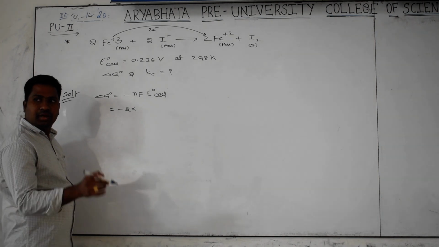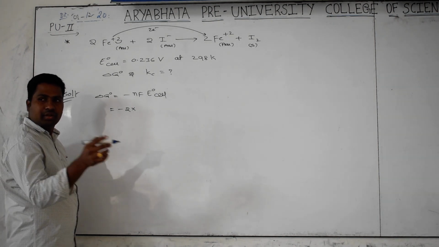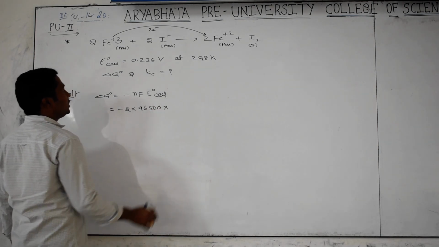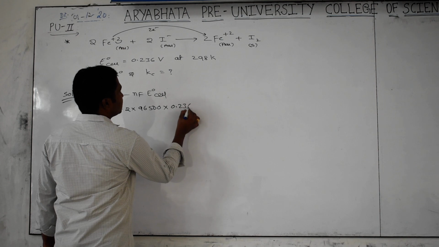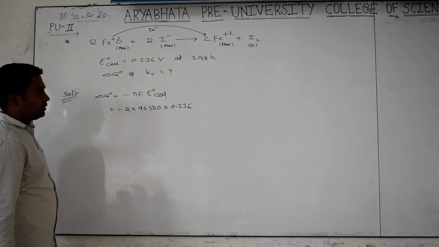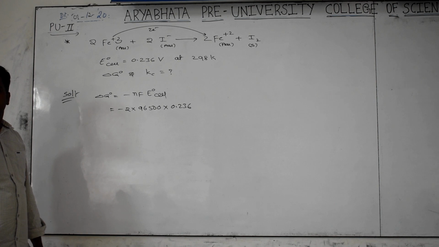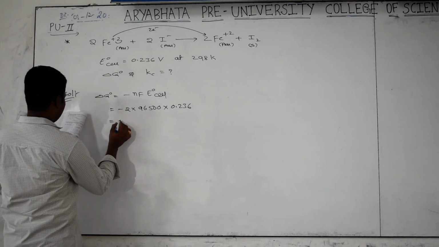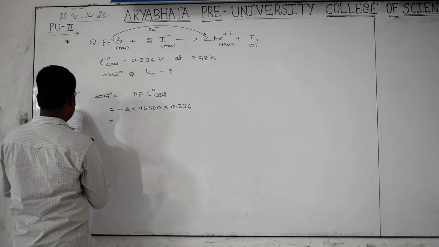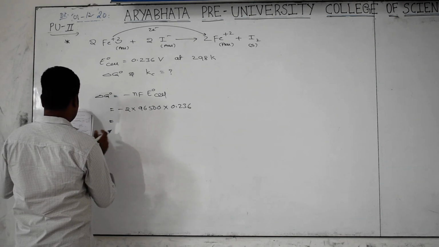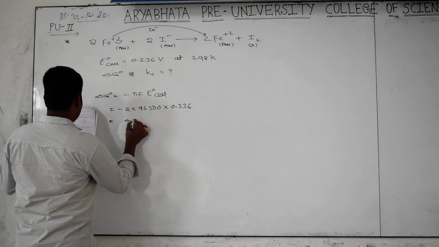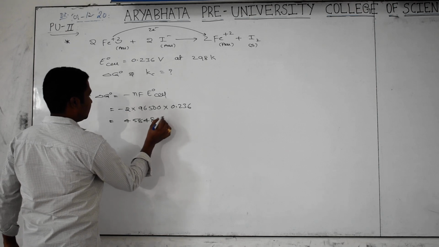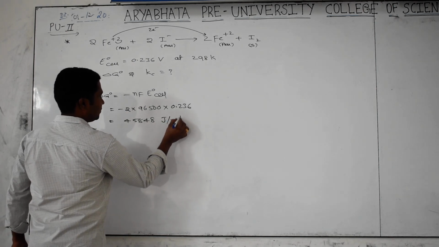n is 2, and F is Faraday, the charge of one mole of electrons. Actually 96,485 will be coming, but you are taking a wrong figure. 96,500 coulombs into E naught cell, which is 0.236 volts. You can do the simplification. Is it spontaneous or non-spontaneous? Spontaneous, because delta G is negative. The value coming is 45548 joules per mole.